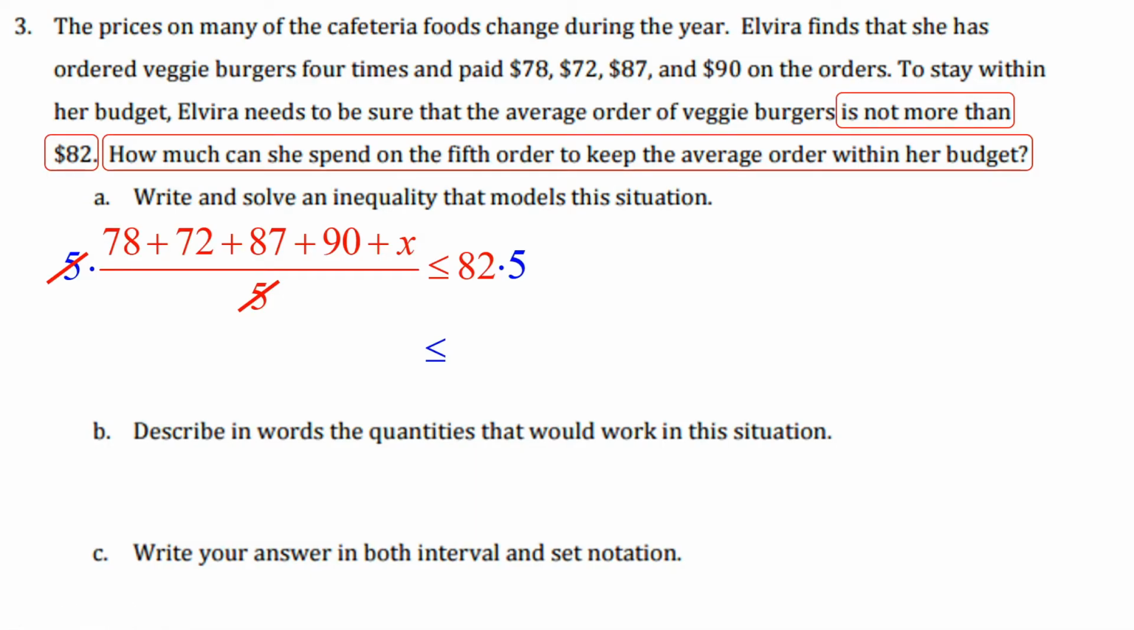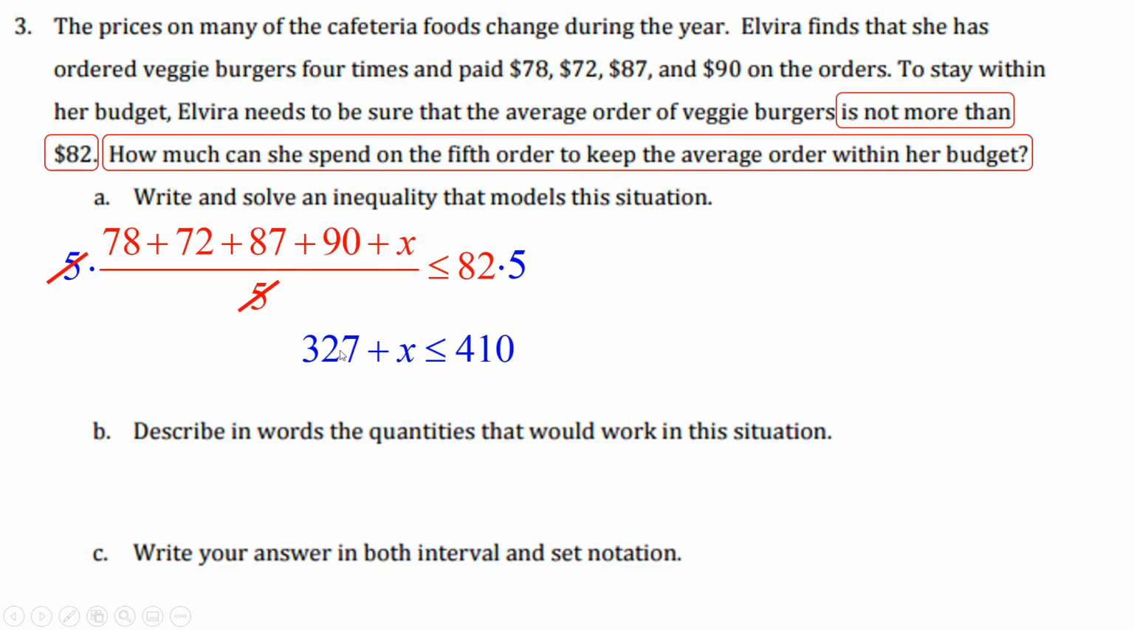And I don't want to make a mistake, so I'm going to carefully punch this out on my calculator. 78 plus 72 plus 87 plus 90. Make sure that's right. 78 plus 72 plus 87 plus 90 equals, that is $327. So I have $327 plus x. Okay, and what's 82 times 5? 82 times 5 is 410.